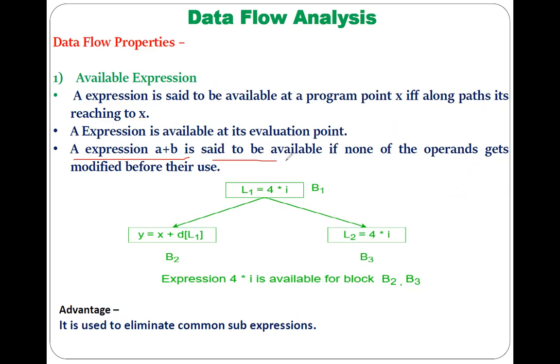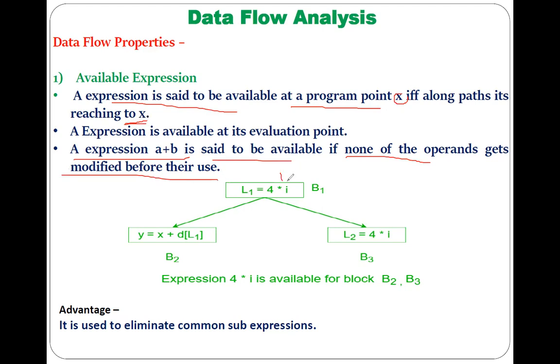Expression A plus B is said to be available if none of the operands gets modified before their use. An expression is said to be available at a program point X if along that path it is reaching to the X, meaning it is available at that particular point X. Okay. So let's see the example.